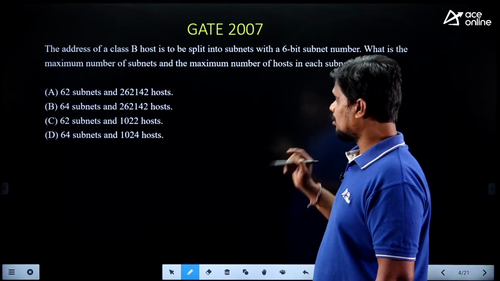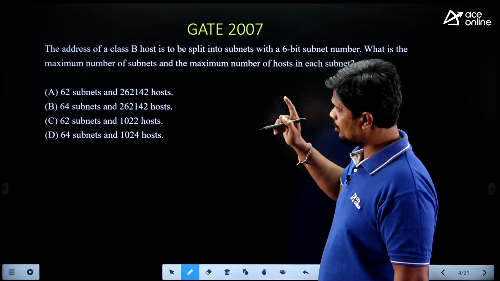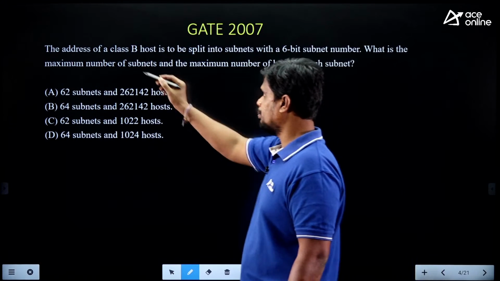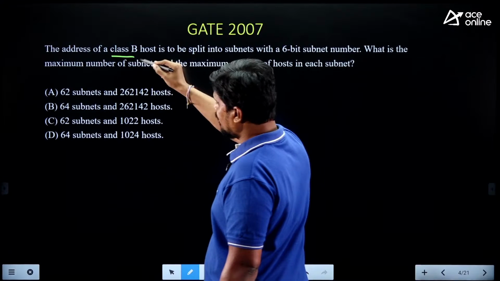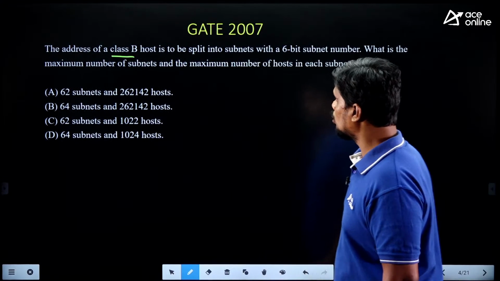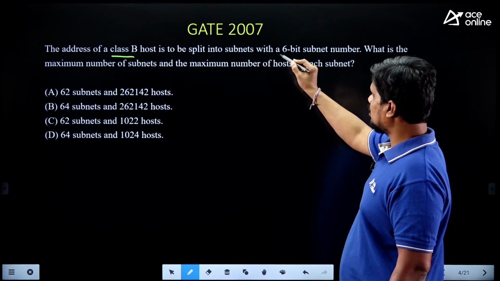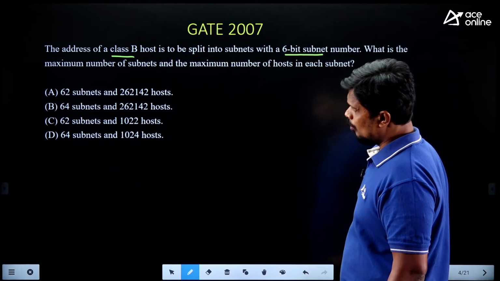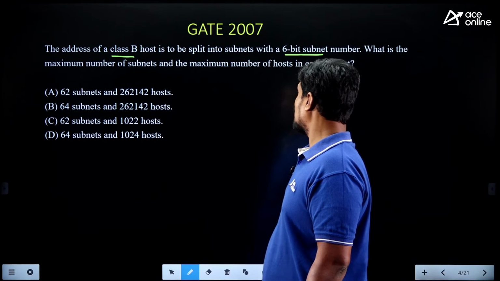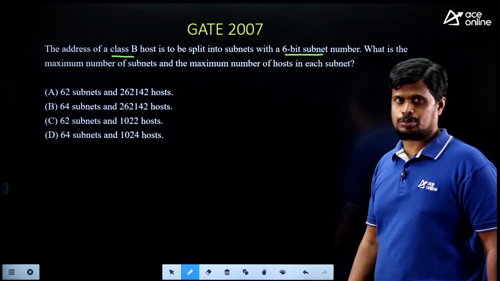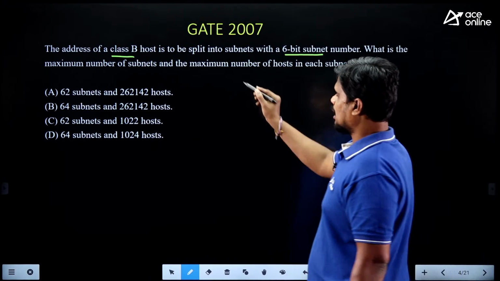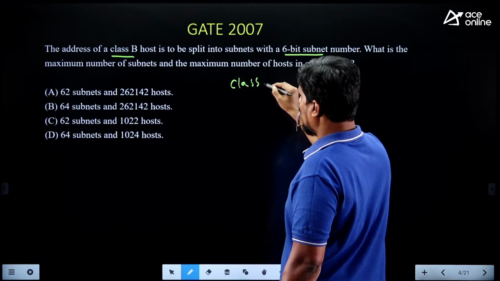So this is the question from IPv4 addressing. Have a look. The address of a class B host is to be split into subnets with a 6-bit subnet number. What is the maximum number of subnets and the maximum number of hosts in each subnet that is possible? So you know that it is class B. So what is class B?